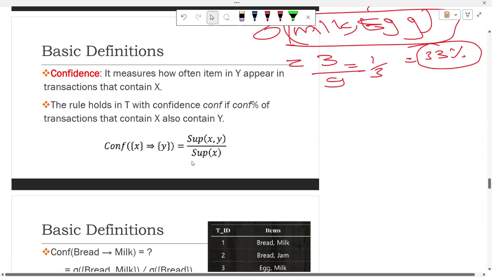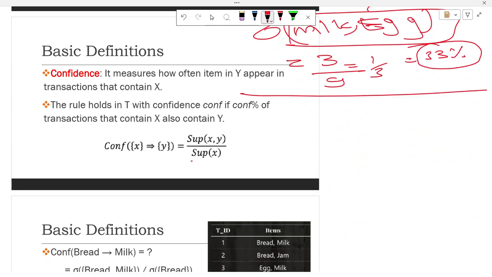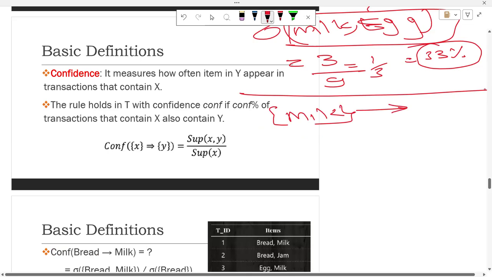The last definition is confidence. Previously we calculated the support count, then the support, then we found the frequent item sets by comparing with the minimum support threshold value. Now the last definition is confidence. To calculate the confidence, let's say you have an association rule: milk implies bread. Now I need to calculate the confidence of this rule. This is an association rule, so for this association rule, I need to find the confidence.